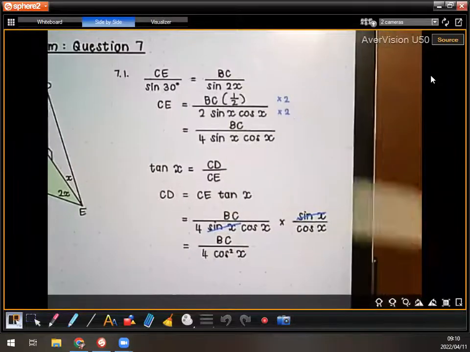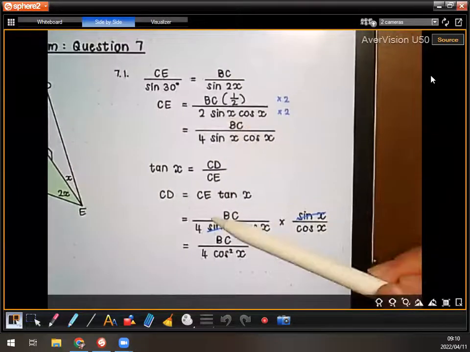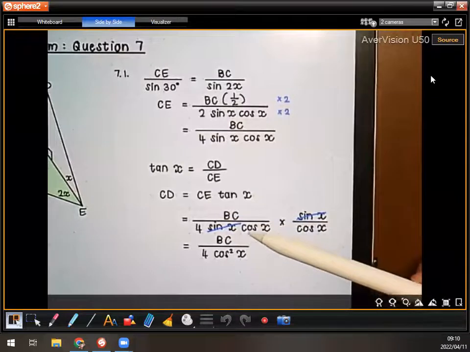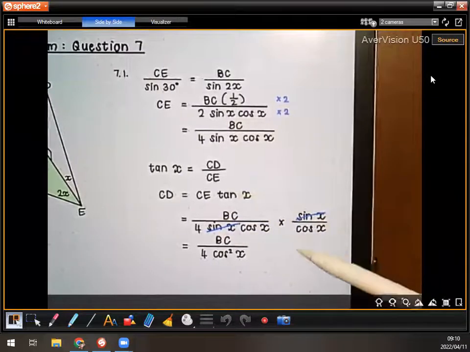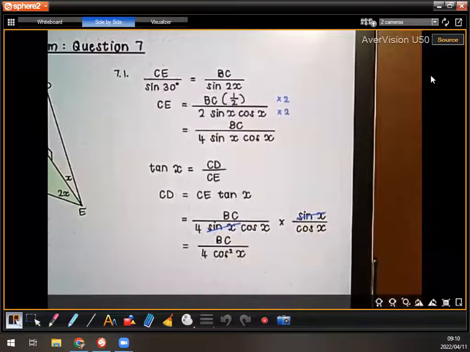And then after that, we just have to take this expression for CE, sub it in there. You have to change tan to sine over cos, and then it actually works out quite nicely. Right, so you have your BC at the top, you have your 4, the sine x at the bottom, cancelled out with that sine x there, and then that cos squared. Any questions on that one?